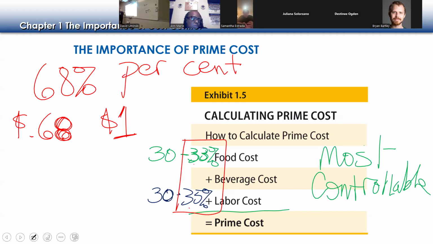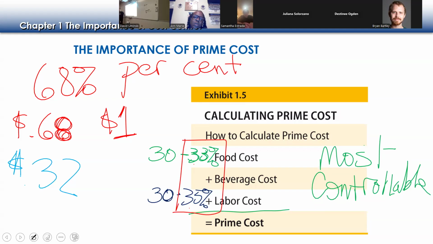So if I've got 68 cents tied up in those two things, that means I have what? 32 cents left. That's got to cover all my other expenses. Plus, hopefully, I'll have some profit left over.